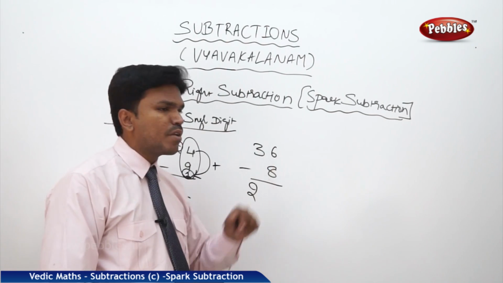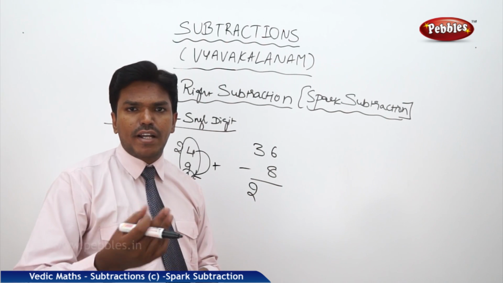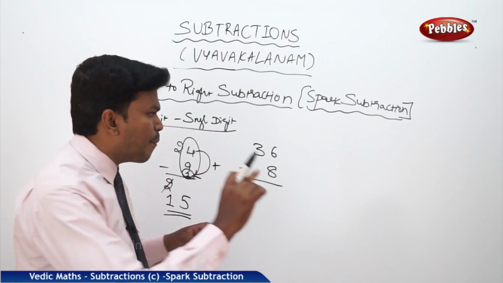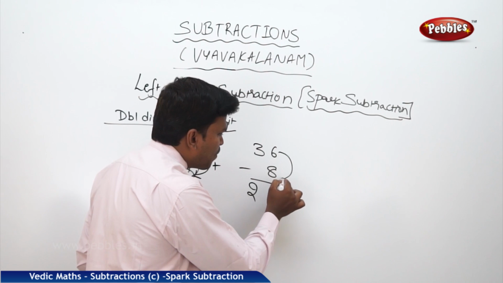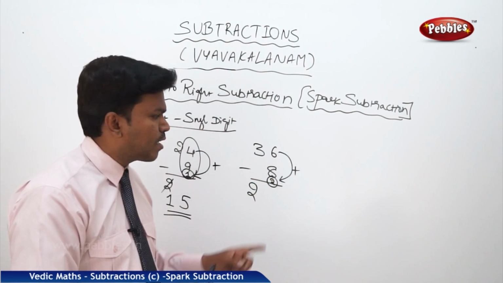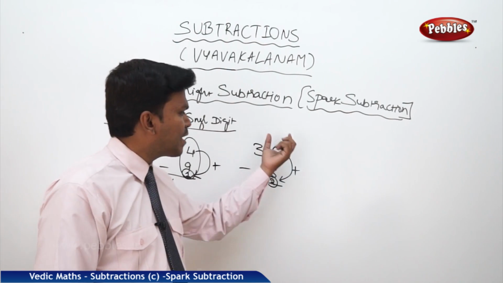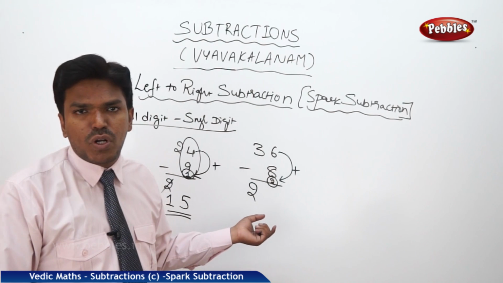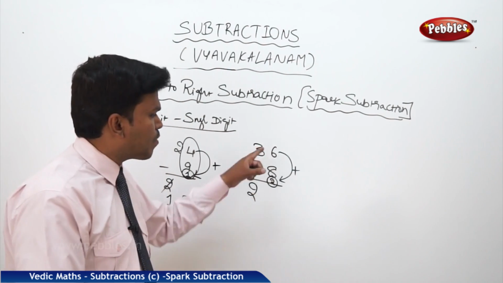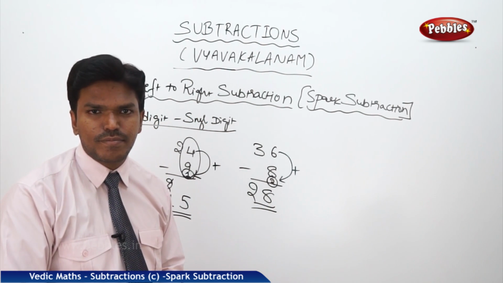Why? Because the next numbers are mismatch, so we cannot do direct subtraction. So what do we have to do? Bring the above number and add it to the below number's complement. The below number is 8. So what is the complement of 8? 2. That's why I am bringing the above number 6 and adding it to the below number's complement, that is 2. So what is 6 plus 2? 8. So my answer is 28.